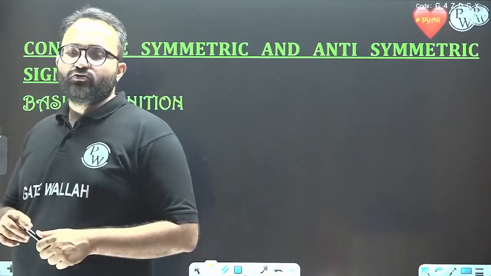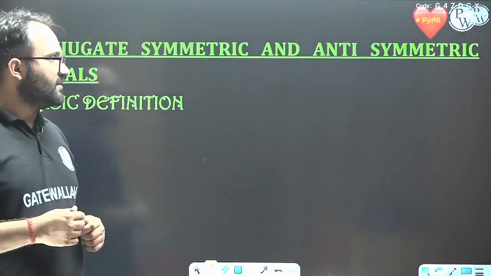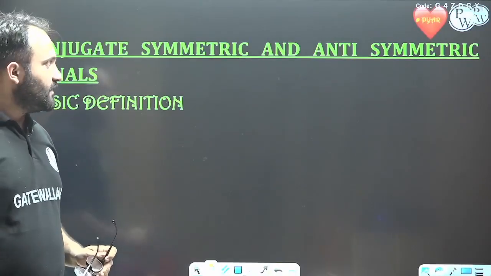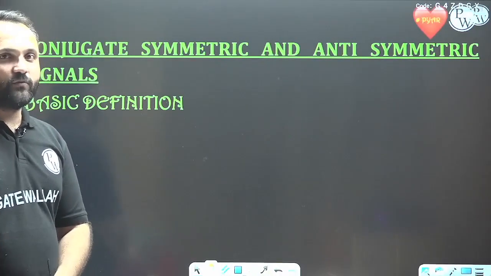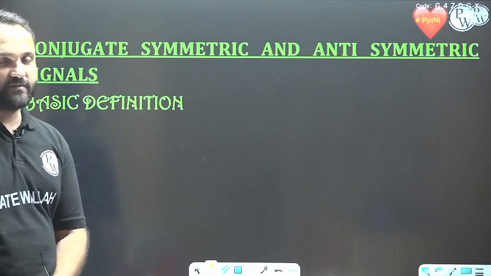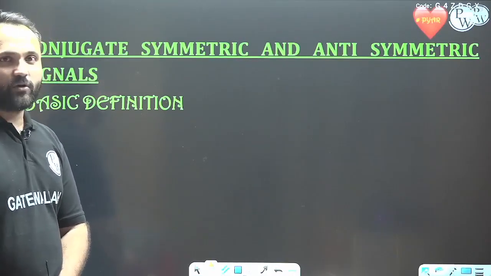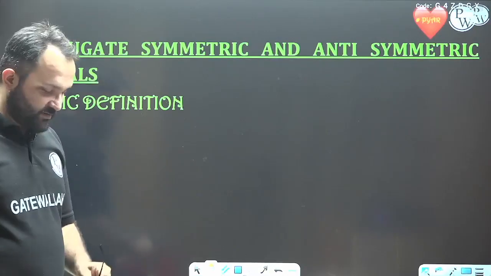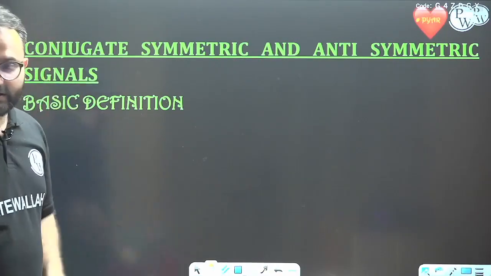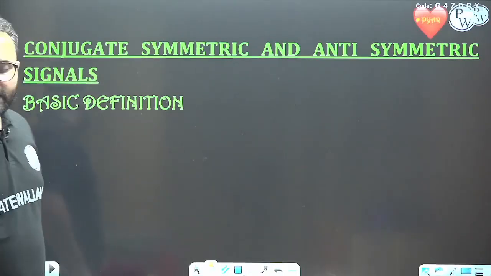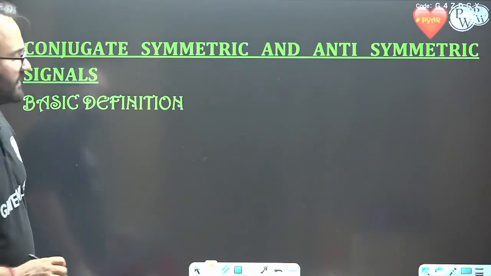Now next is conjugate symmetric and conjugate antisymmetric. These properties are important because these are useful in Fourier transform, Fourier series and Laplace transform. Okay, these properties are useful there. So let us see the properties of conjugate symmetric and conjugate antisymmetric. What are these? Okay, so first of all, let us see the basic definition. What is the basic definition of this?